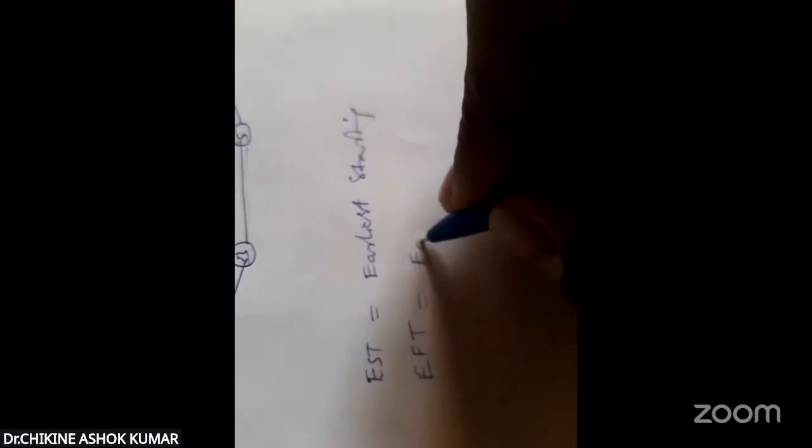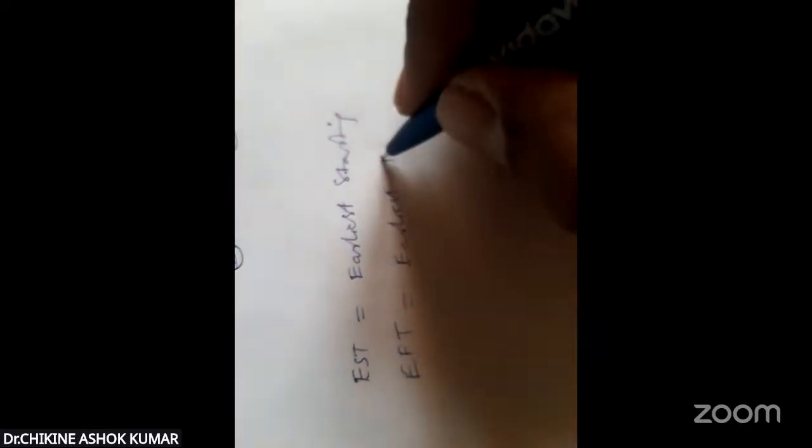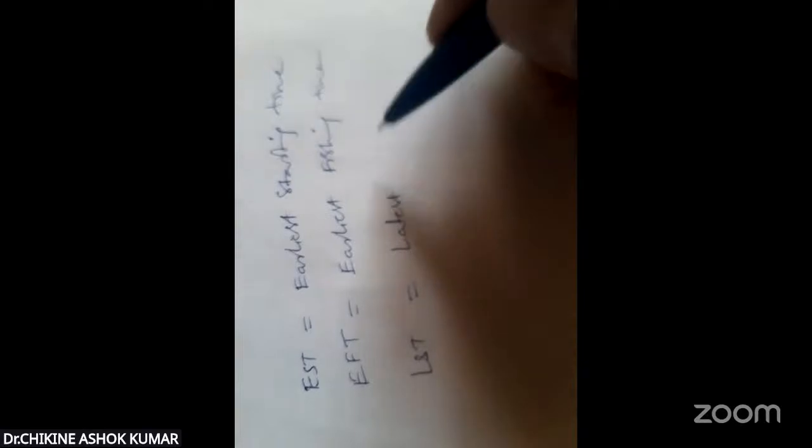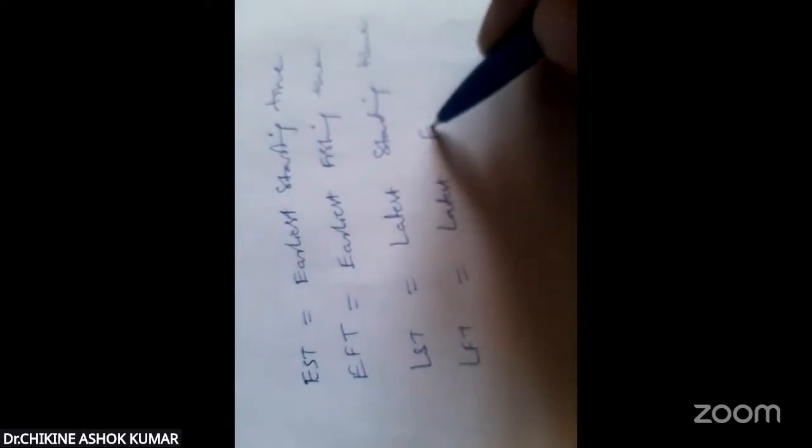EFT indicates earliest finishing time. And LST means latest starting time. And LFT means latest finishing time.